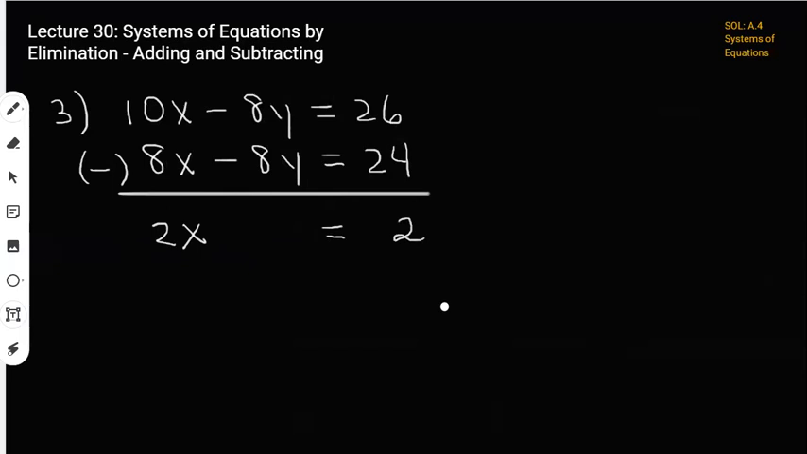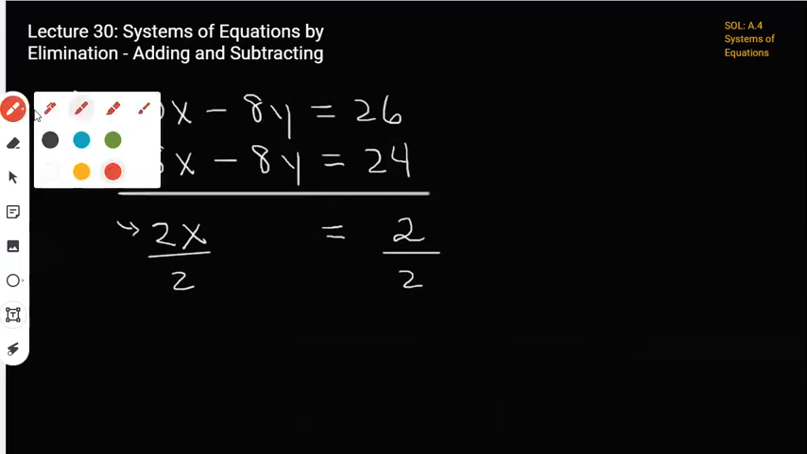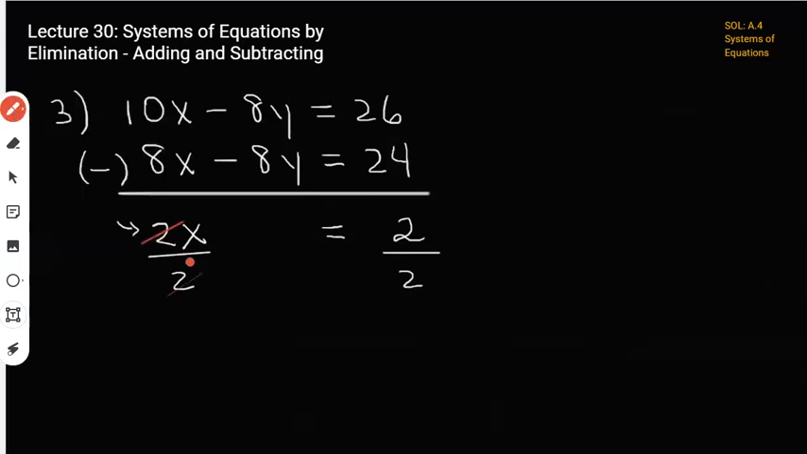So now I've got 2 times x is equal to 2. To get x by itself, I need to divide both sides by 2. I'm always dividing by the number that's in front of the x, the 2. When I do that, the 2's will cancel out, and I'm left with x on this side. And on the right side, 2 divided by 2 is 1. So now I know what x is. X is going to be positive 1. So I'll put a box around that.